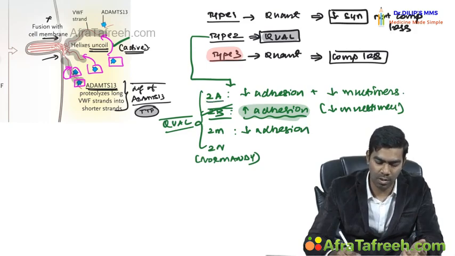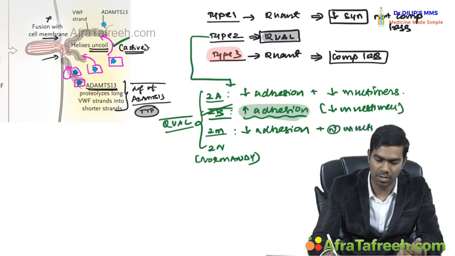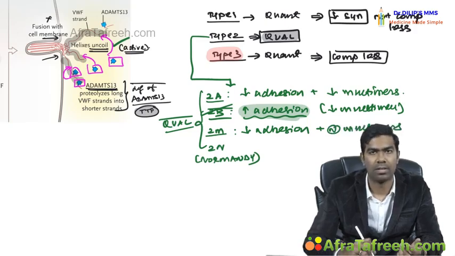But what is the difference between 2A and 2M? If I ask you, you have to tell: these patients will have a normal multimer formation. So that is a major difference. But still they will have reduced adhesion. 2N is again a very, very peculiar thing.